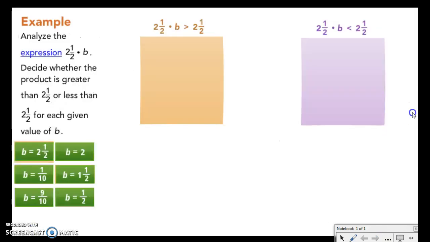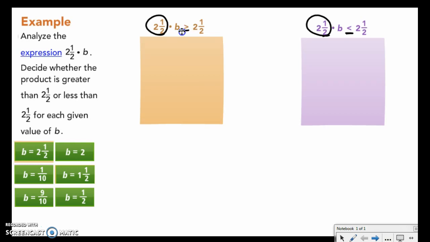Alright, so analyze the expression 2.5 times b. Decide whether the product is greater than 2.5 or less than 2.5 for each given value. So if b was 2.5, you're going to replace 2 1/2 with your variable. For the orange sticky note, you're going to use this mixed number, which is 2 1/2, times b is going to be greater than, and you're going to have the same mixed number over here, but this one is saying it's going to be less than 2.5.